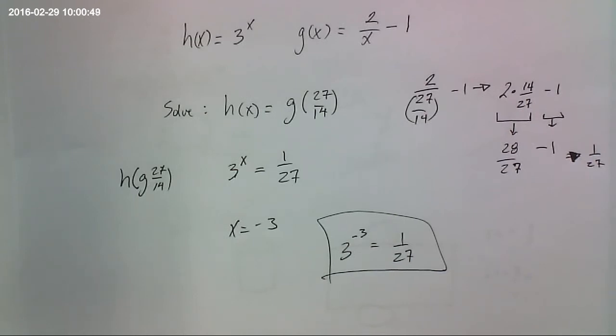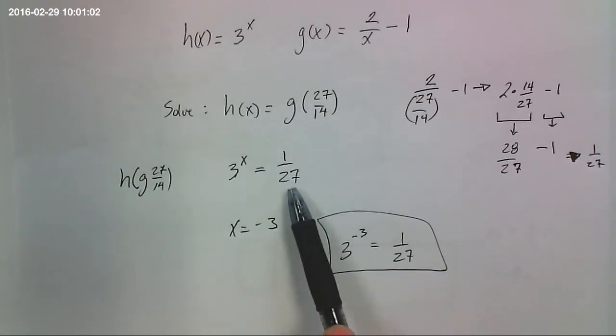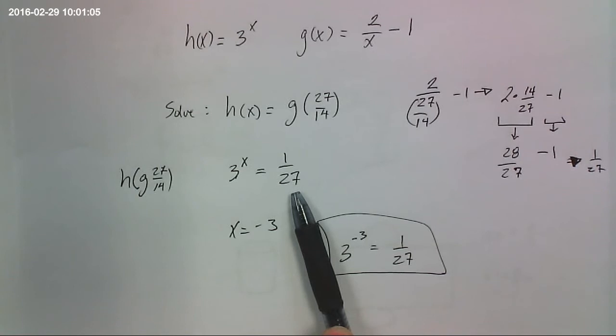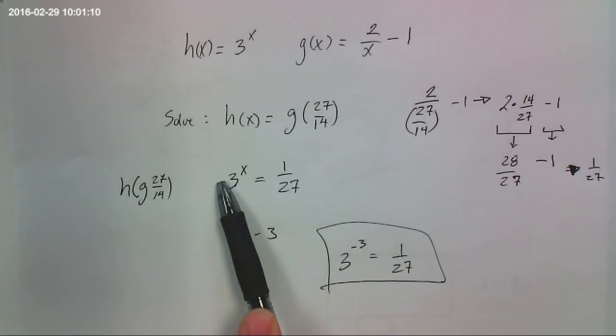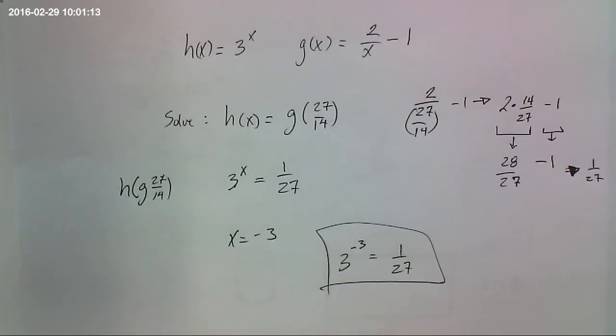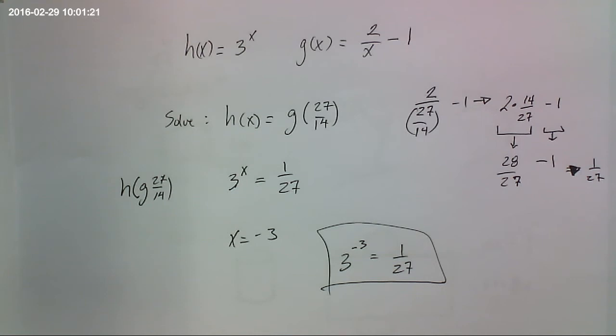Yes, ma'am? I still don't understand how you got -3. Who can explain how we got -3? You just have to look at this. And what power of 3 is 27? You have to know 3 times 3 times 3 is 27. And the reason you know it's negative is because it's a fraction. Negative exponents make reciprocals. They flip it over. You have to know those two facts. There's no steps. You have to know those two things. Do you know what I mean by there's no steps? You just have to know.